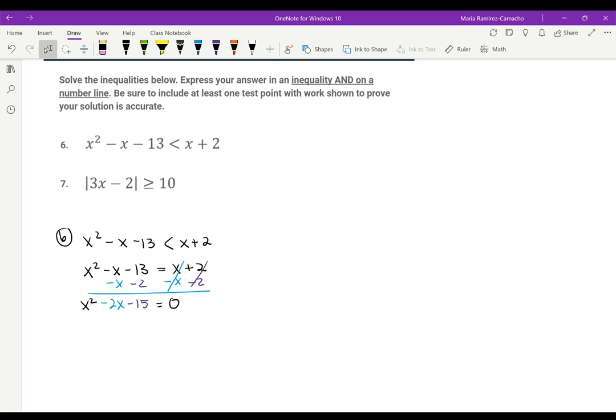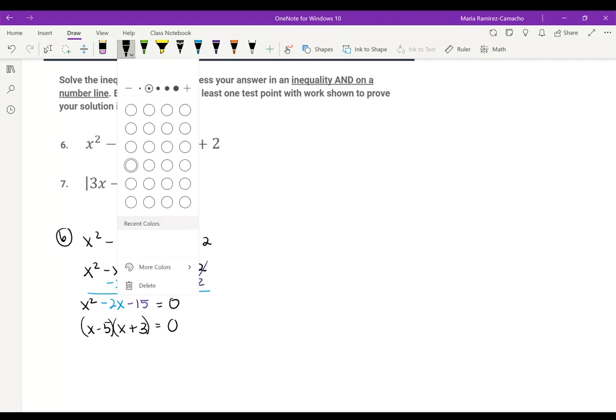Okay, x squared minus 2x minus 15 is equal to 0. We need to factor this. Well, we can factor this to solve for x. You can use the quadratic formula if you're more comfortable with that. But this is factorable. Two numbers that multiply to negative 15 and add to negative 2 would be negative 5 and positive 3. So x minus 5 times x plus 3 is how we can factor this.